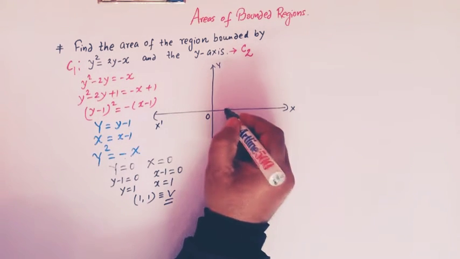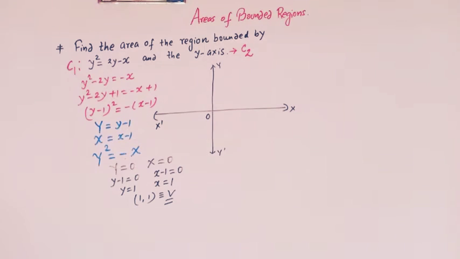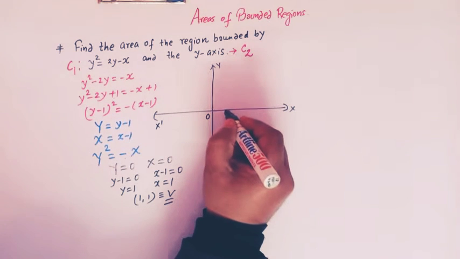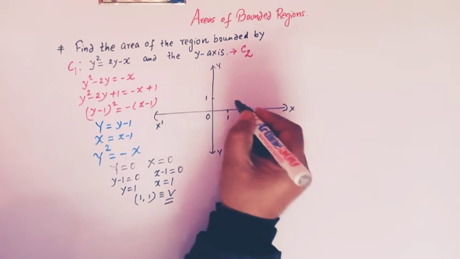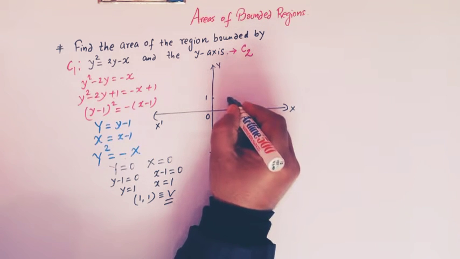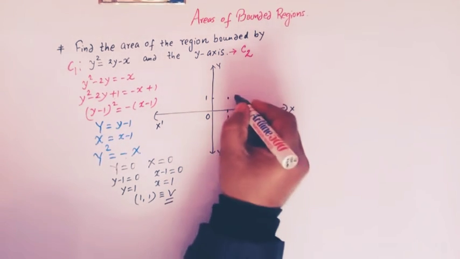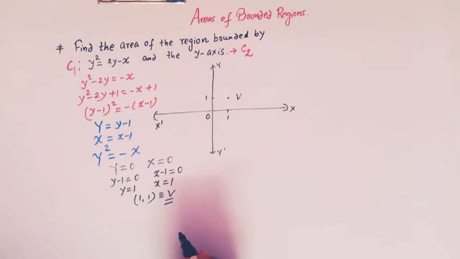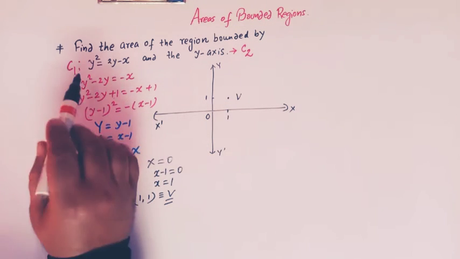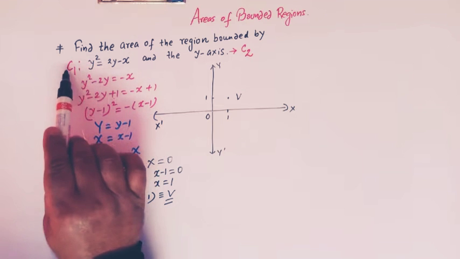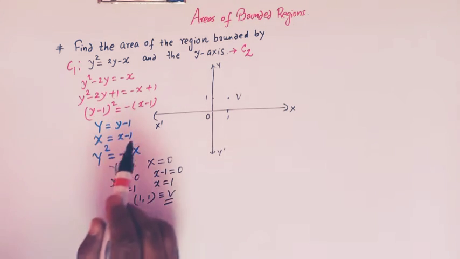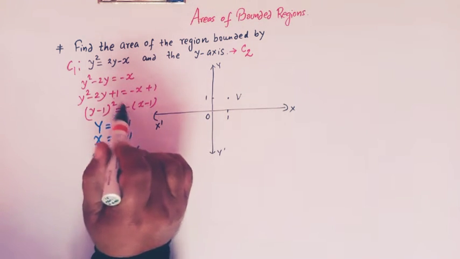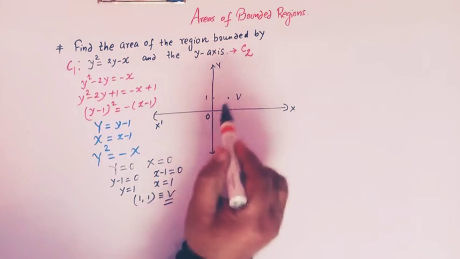So here we are drawing a rough diagram. Here we can take 1 and here we can take 1, so 1 comma 1 lies somewhere here, right? Let us call this point V. So here we are trying to plot this curve C1, right? Okay, now see, we have concluded that this parabola opens on the left.